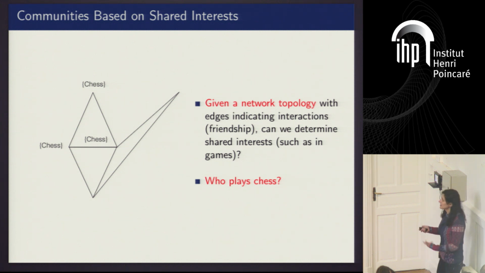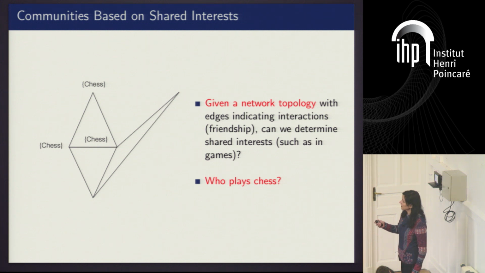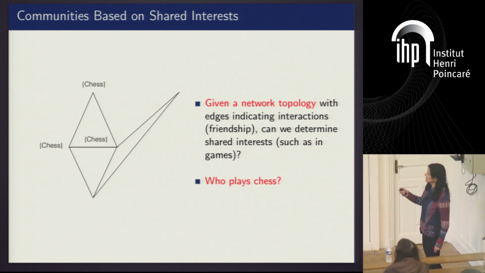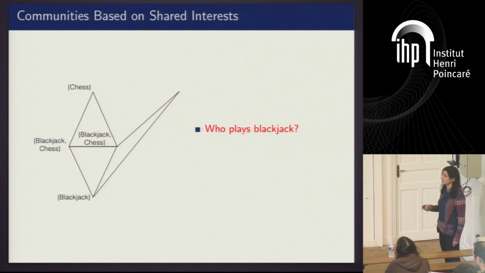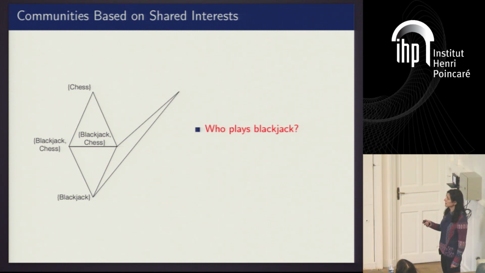So the next question is, this explains why these three people are friends, but it doesn't explain why this person and this person are not friends, why this guy here and this guy are not friends. So maybe there is another game that people are interested in. Maybe there are some people that are interested in blackjack. For example, this person here and this person here and this person here may be interested in blackjack. And that would explain why this person is not friends with this person here, because they don't share any common interests in games. One is interested in chess, the other one is interested in blackjack.